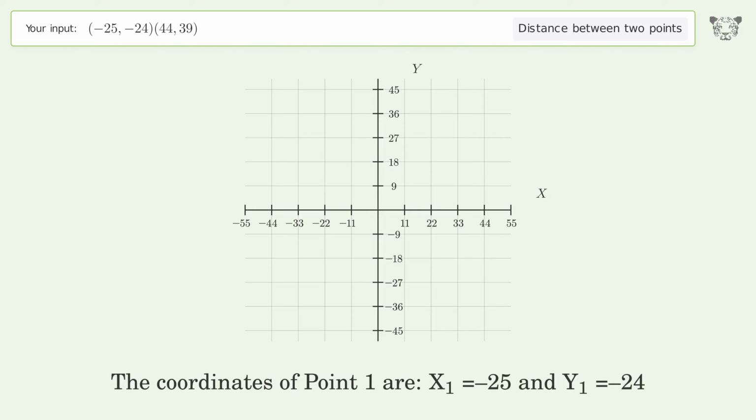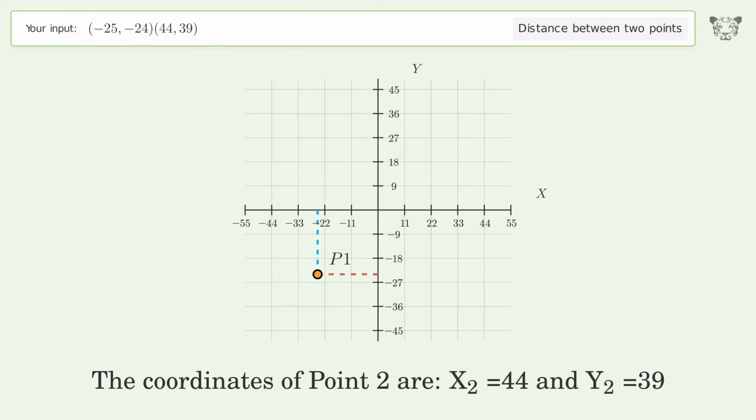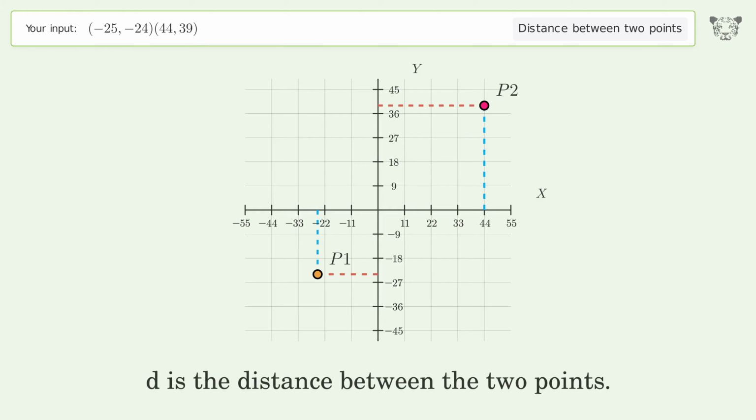The coordinates of point 1 are x1 equals -25 and y1 equals -24. The coordinates of point 2 are x2 equals 44 and y2 equals 39. D is the distance between the 2 points.